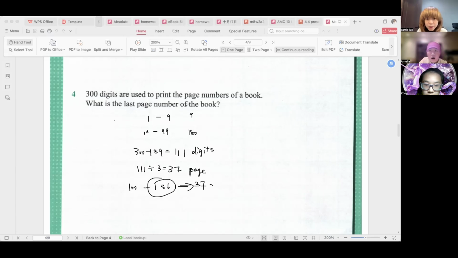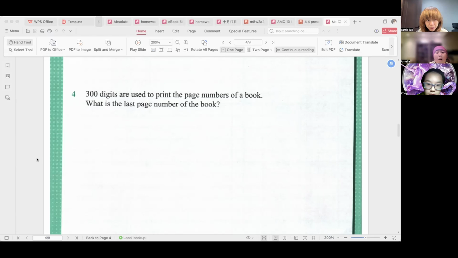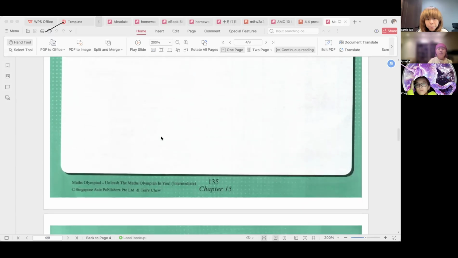So what is the last page number? 136. Okay, so Zoe, this is actually a different way of asking how many pages of this book. Correct? We don't have to always ask you the same questions. Good job, Zoe. Very good.